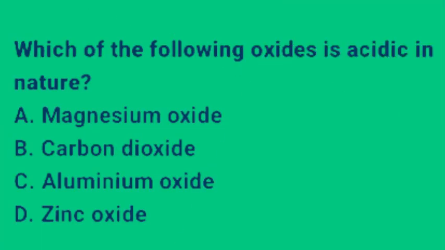Now, this is the bonus question. Which of the following oxides is acidic in nature? A, magnesium oxide. B, carbon dioxide. C, aluminium oxide. And D, zinc oxide. Leave your answer in the comment section below. Let's see how many of you can crack this before I reveal the answer in the next video.